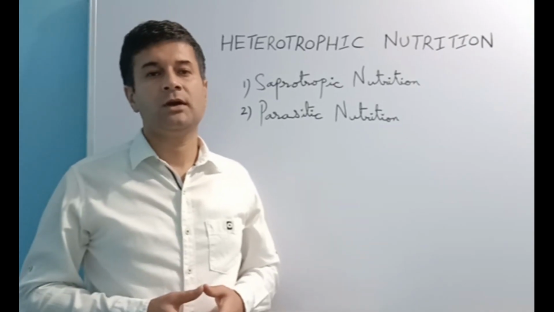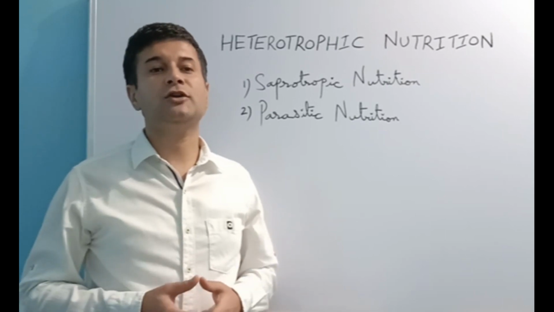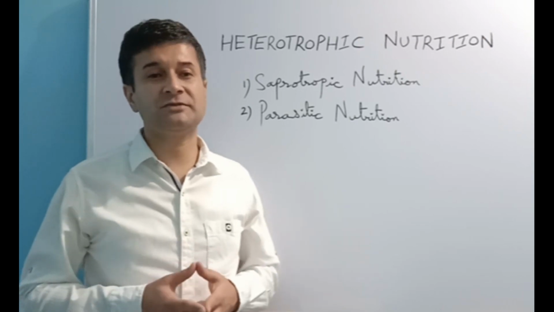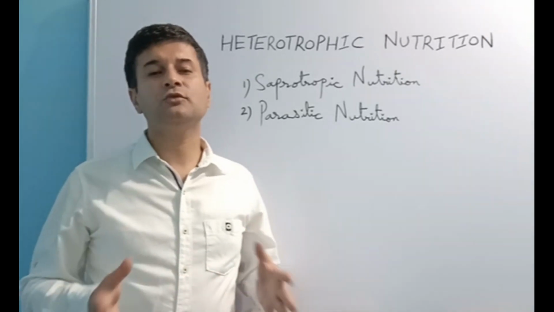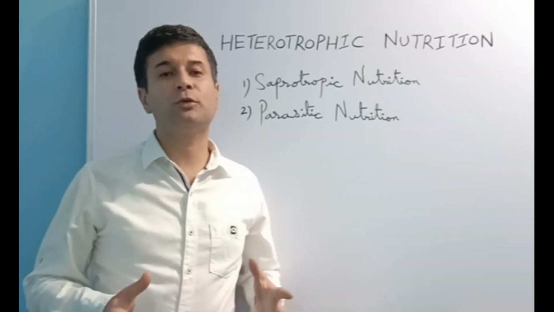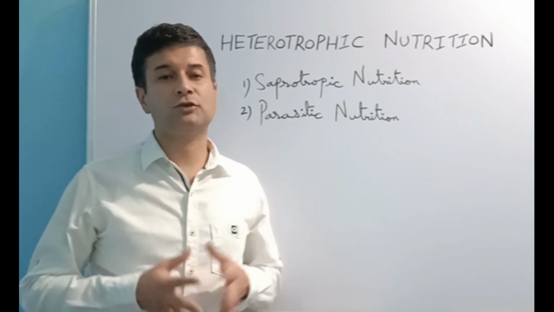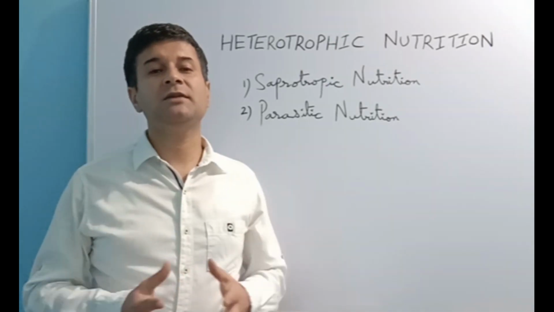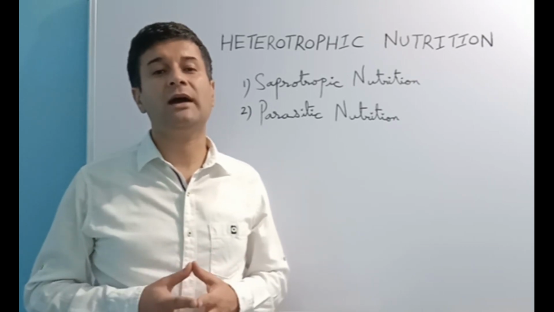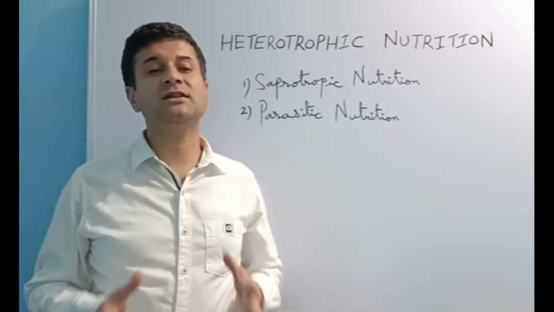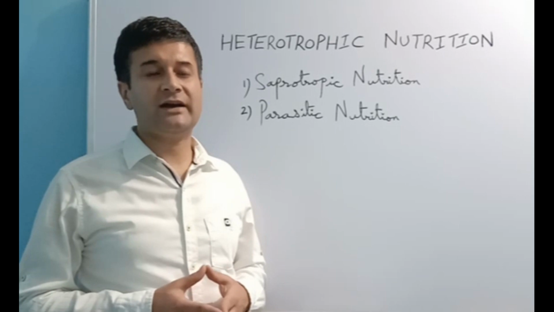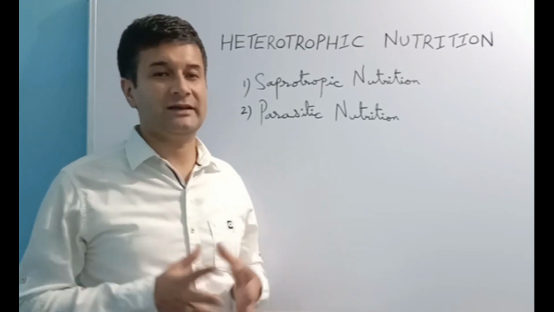Parasitic nutrition. In parasitic nutrition, an organism derives its food from the body of another living organism without killing it. The organism which obtains the food is known as a parasite, and the organism from whose body the food is obtained is called a host. Thus, in parasitic nutrition, a parasite, which can be a plant or an animal, feeds on another living organism known as a host. Parasites can be further classified as ectoparasite and endoparasite.